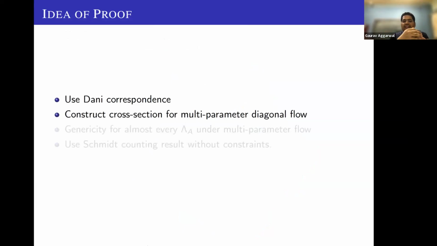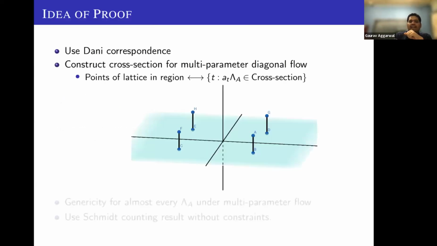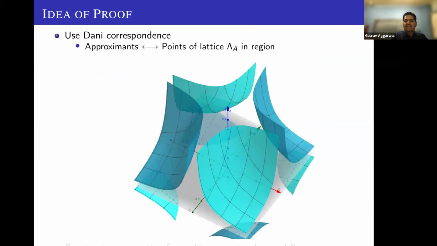The second step is the construction of this cross section for the multi-parameter diagonal flow. And in our case, the simplest possible case, the cross section is exactly given by the space of all lattices which contain a point in one of these four lines, which are lines joining plus minus (1, 0) to plus minus (1, epsilon), the error term epsilon. And we observe that, as we said earlier, any Diophantine approximant (p, q) exactly corresponds to a solution in this kind of domain.